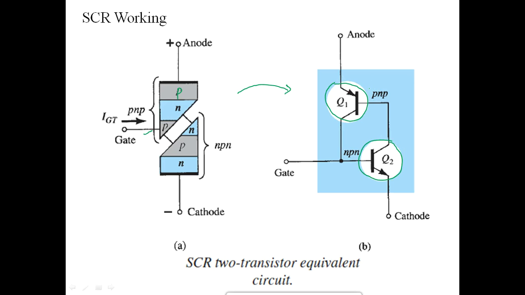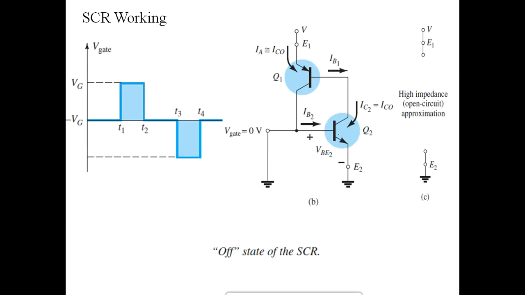Just observe, the base of the PNP transistor is connected to the collector of the Q2 transistor, whereas the base of the NPN transistor is connected to the collector of the Q1 transistor. So it's a cyclical operation. So what happens to the current? Let us just observe. Just focus here.